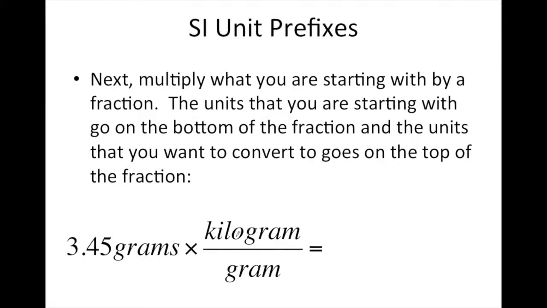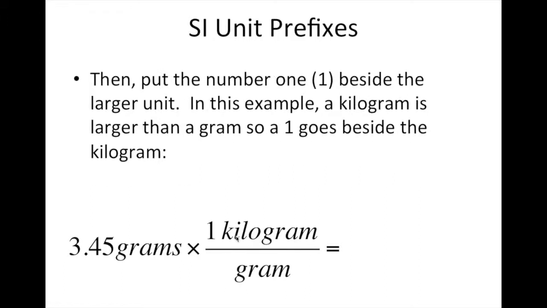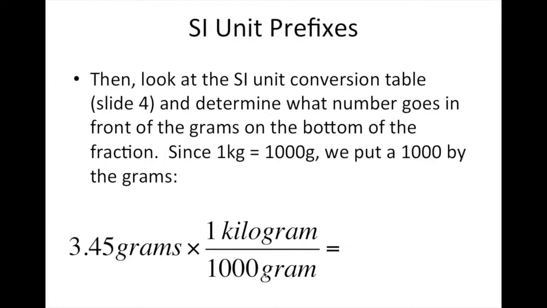Now, of course, this is not correct. We have to add some numbers in there. Look and see which one is bigger, a kilogram or a gram. Well, a kilogram is bigger than a gram, so I put the number 1 beside whichever unit is bigger. A kilogram is bigger than a gram. Now, the conversion factor: 1 kilogram is equal to 1,000 grams. And I have to know that.